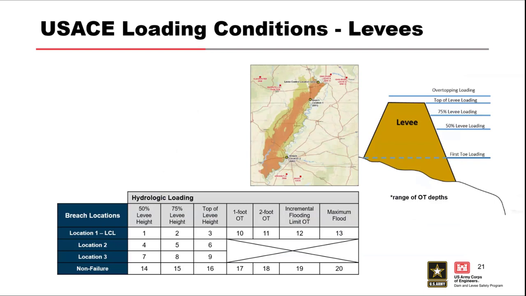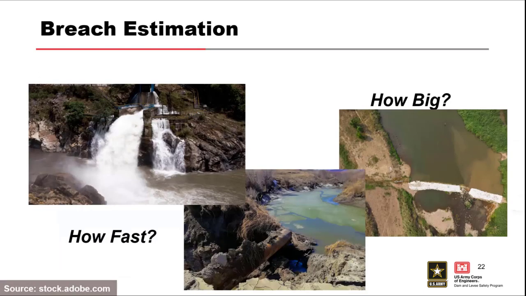For levees, it gets a little more complex. We have the extra parameter of breach location that's relevant. So we look at a couple of different breach locations, typically three, spatially distributed upstream to downstream. We sometimes focus those on consequence centers or areas of concern as far as levee performance, where you might have a weakness in the levee. But then we also look at a range of loading conditions: three that are prior to overtopping, and then four overtopping scenarios. So all in all, we end up with a matrix of runs that ends up being about 20 runs on a typical levee.